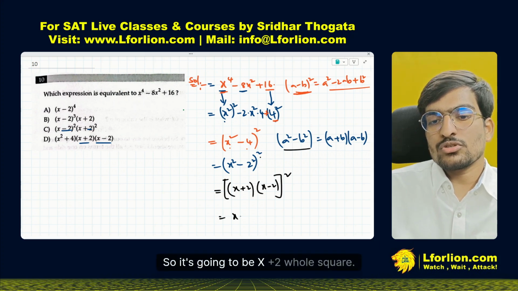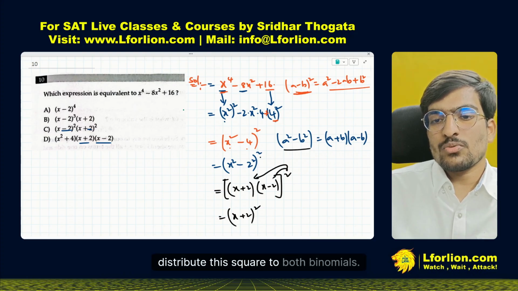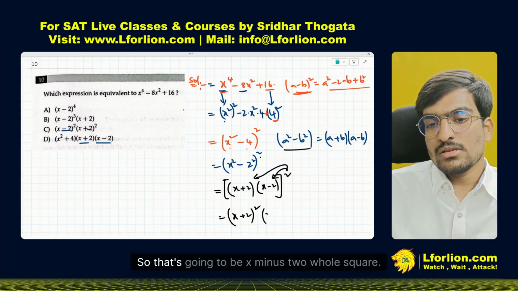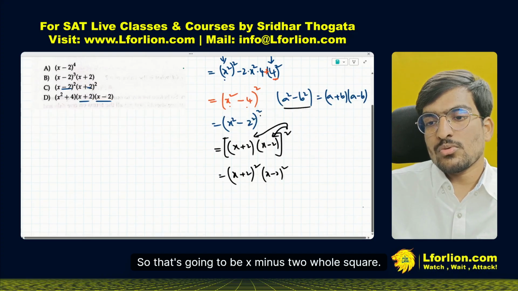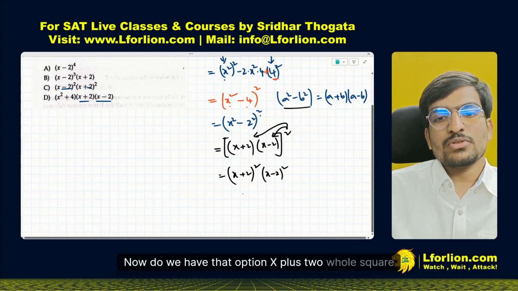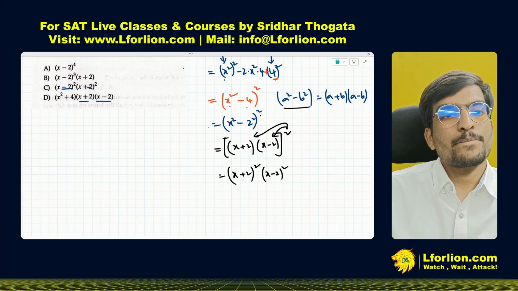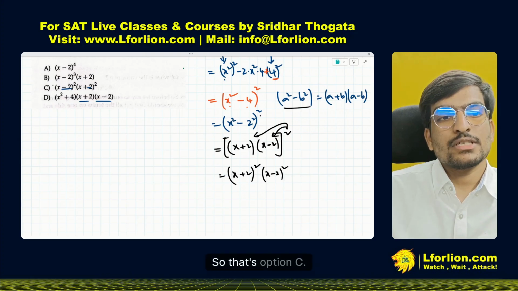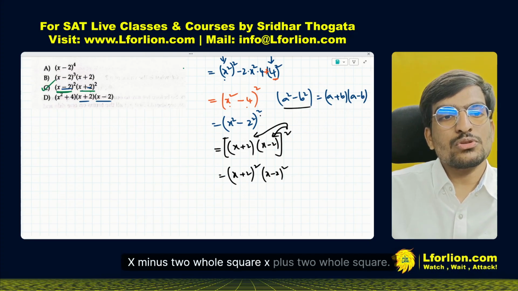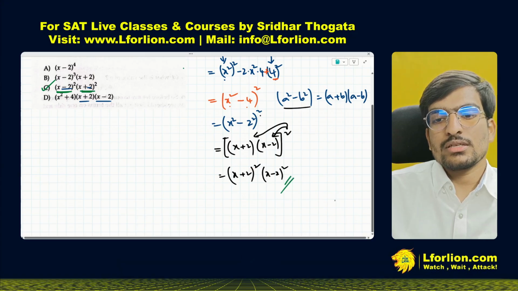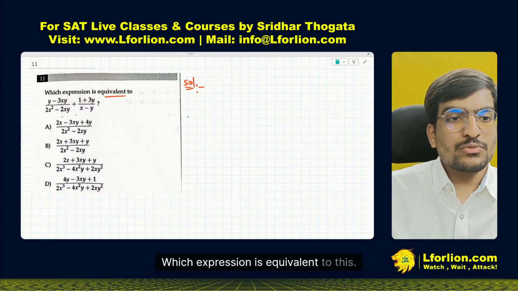So it's going to be x plus 2 whole square. Just distribute this square to both binomials. So that's going to be x minus 2 whole square. Now, do we have that option, x plus 2 whole square, x minus 2 whole square? Yes, we have. So that's option C, x minus 2 whole square, x plus 2 whole square. Yes.